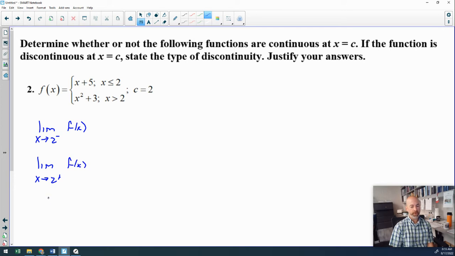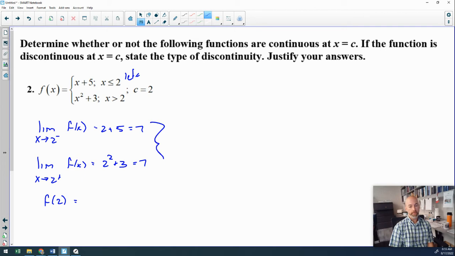And then I have to compare that to the value of f of 2. Okay, so my left side of 2 is up here, and so I'll do 2 plus 5, and that is 7. My right side down here is 2 squared, which is 4. I'll write 2 squared plus 3, that is also 7.